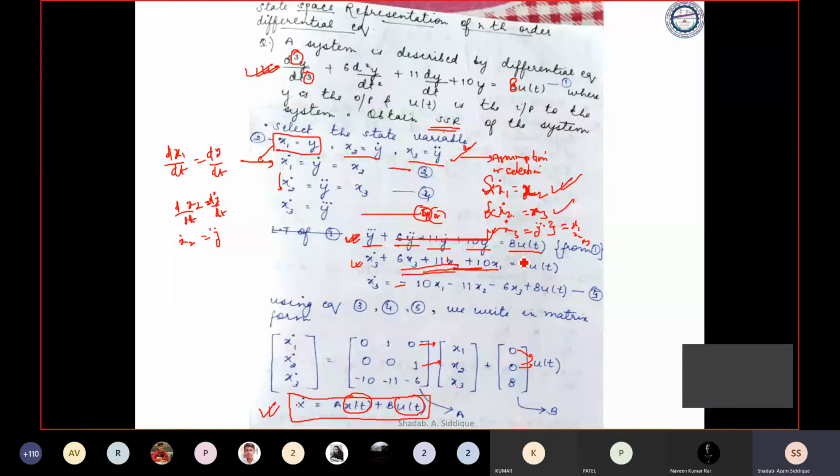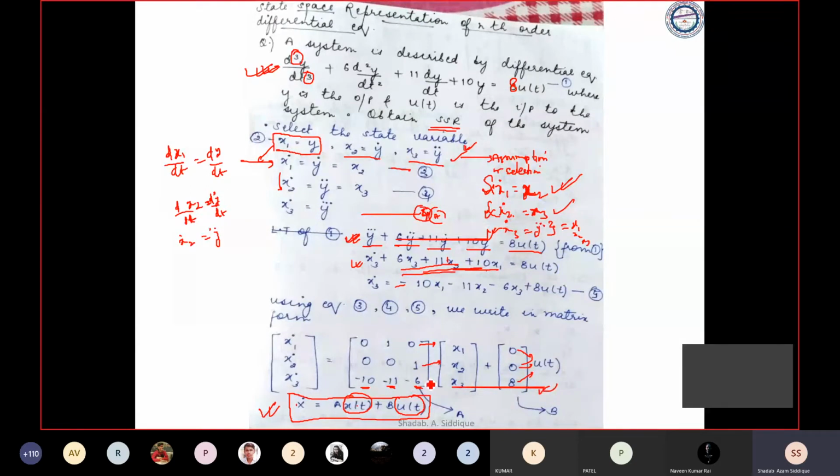Now we have x3 dot. What is the equation for x3 dot? Minus 10 x1 minus 11 x2 minus 6 x3 plus 8 u of t. So that's why we have written minus 10, minus 11, minus 6. So minus 10 x1 minus 11 x2 minus 6 x3 plus 8 u of t. So that is the matrix representation.